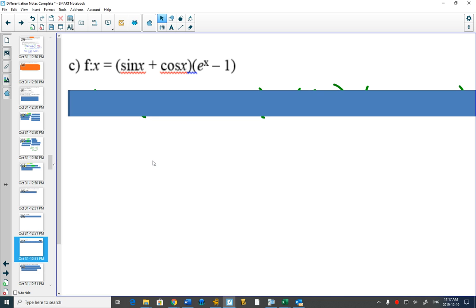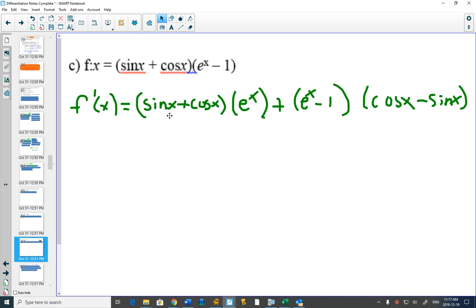The derivative of sine is cos. The derivative of cos, negative sine. The derivative of e to the x, e to the x. So, does it make sense that the derivative of e to the x minus 1 would just be e to the x? And then we would have cos x minus sine x.